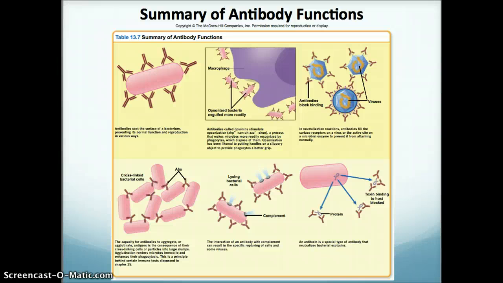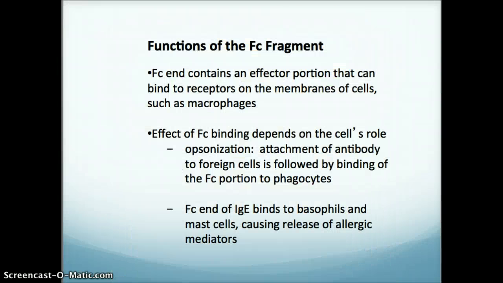But what about the other end of our antibodies? And that would be the bottom part of the Y of the antibody. This is called the Fc fragment, and it actually has important functions too. It contains an effector portion that can bind to receptors on the membranes of cells, especially cell types like macrophages. When it does this, the binding is dependent on the cell's role.